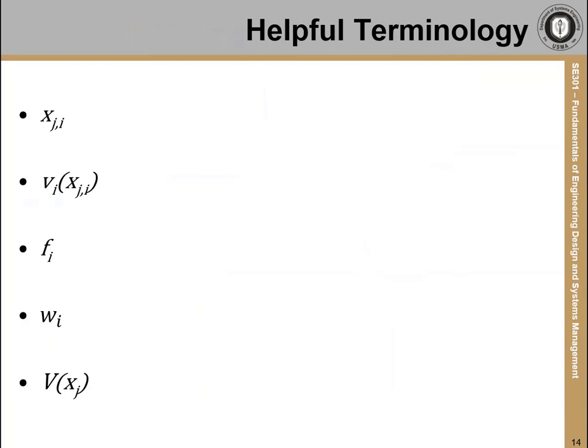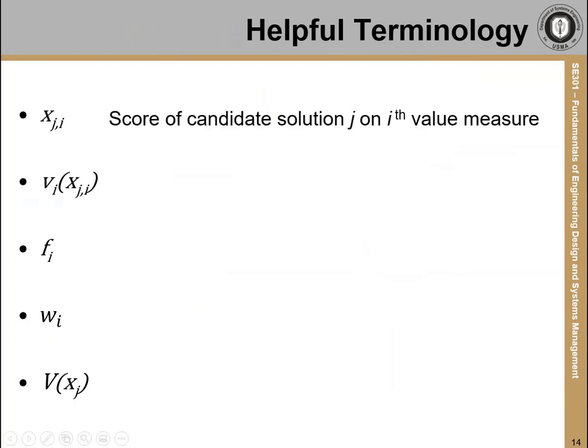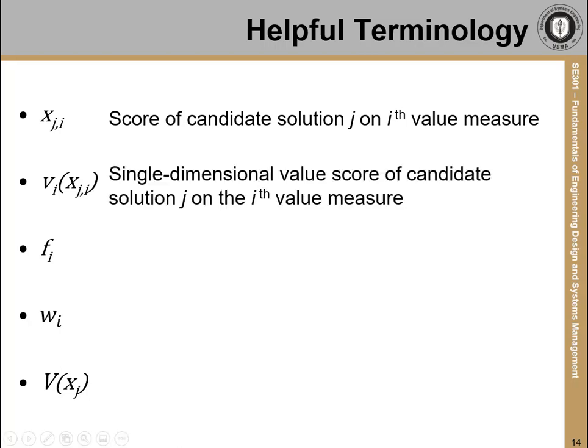So that you're clear on the different variables we've been using in the additive value model, let's review them. xji is the raw score of candidate solution j on value measure i. It is in whatever units value measure i is measured in: pounds, stars, miles per hour, etc. Vi of xji is the single-dimensional value of candidate solution j on value measure i. It will be a number between 0 and 100 and is determined using the value function for value measure i.